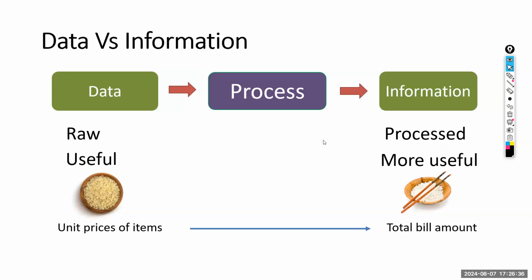Remember, the unit price of an item is data. So we look at each and every item's unit price and multiply it by the number of items, and we get the total bill amount. That is the information, and that is what the customer is looking for. All your account transactions are data: 1,000 debited, 1,000 credited, 10,000 debited, 1,000 credited. But at the end, what you are interested in is your balance. So balance is sort of data and at the same time sort of information, because balance is calculated by adding and subtracting those amounts.